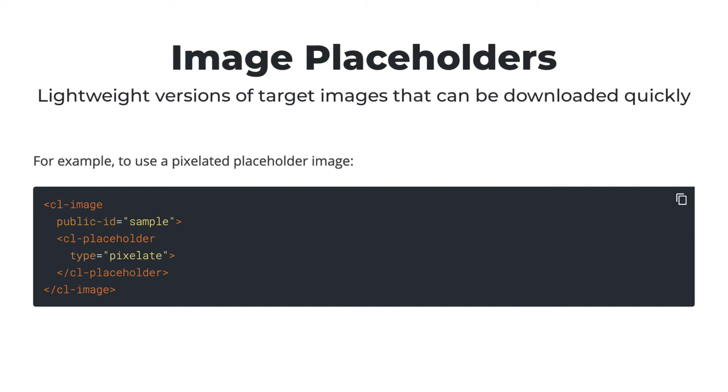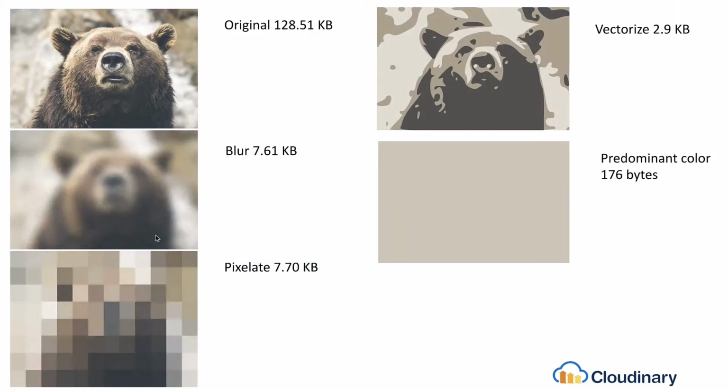You would apply it as a nested component to your CL image component. There are several types that can be applied to your placeholder image where it defaults to a lower quality blurred image. Here you can see the size of the original image versus the size of the lower quality placeholder.